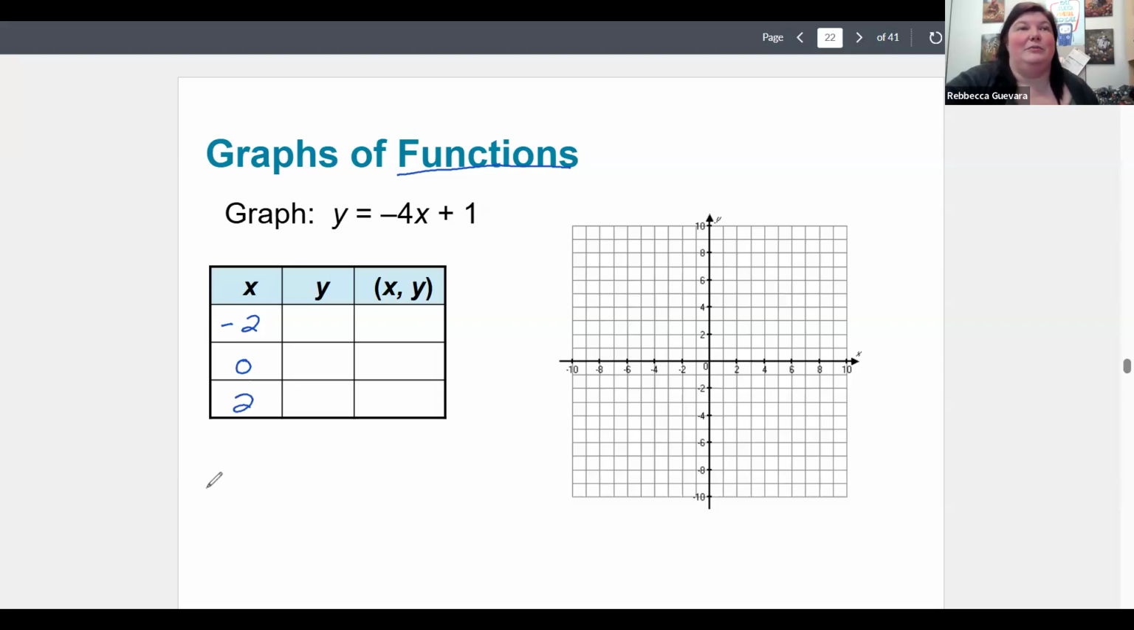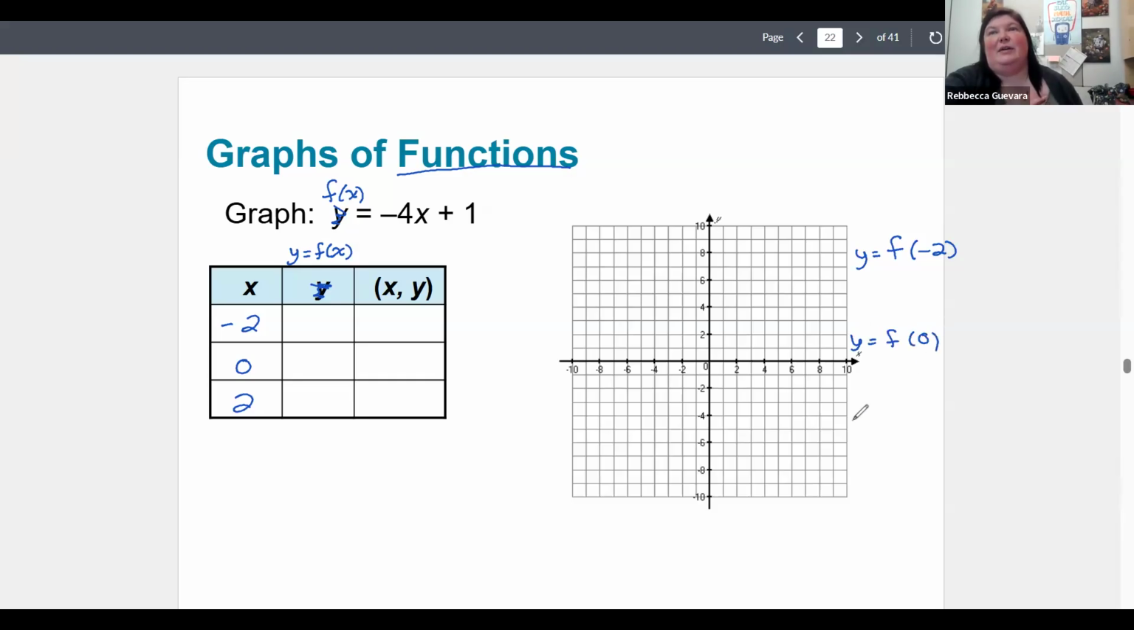So if I do negative 2, what this is telling me is that this y here is some sort of function value. I can change this and just call this f of x. So what you're going to see here is that when we start talking about functions, we start replacing y with f of x. So I'm asking you to find f at negative 2, to find the y, and I'm asking you to find f at 0, and I'm asking you to find f at 2.